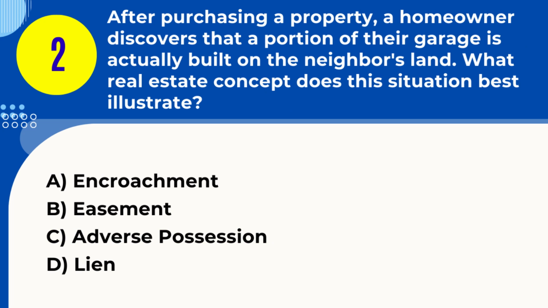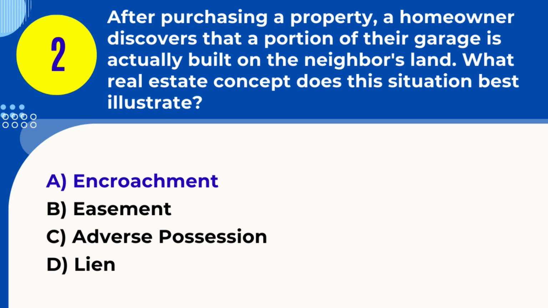Question 2. After purchasing a property, a homeowner discovers that a portion of their garage is actually built on the neighbor's land. What real estate concept does this situation best illustrate? A. Encroachment. B. Easement. C. Adverse possession. D. Lien.